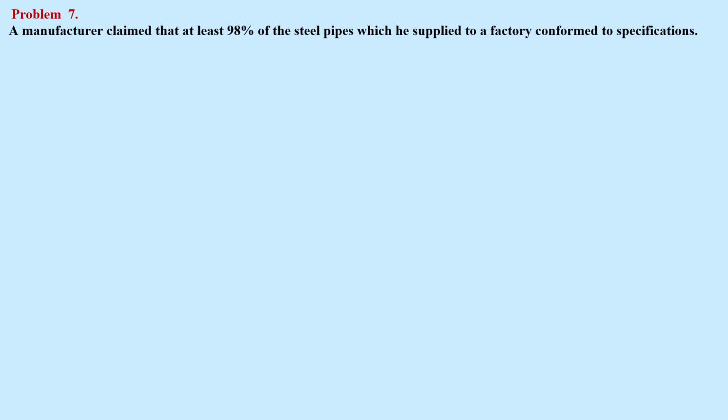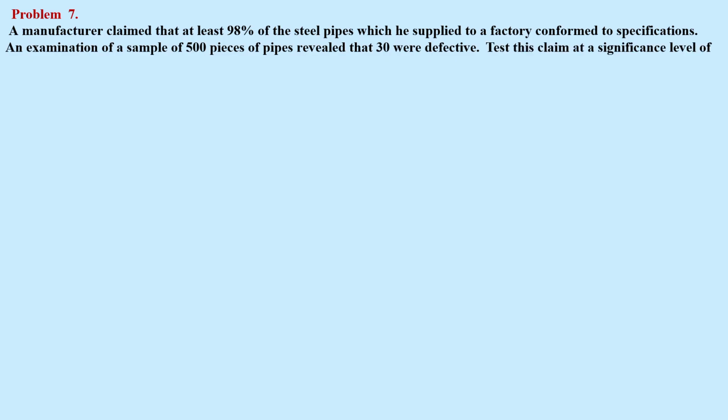Single proportion test. Next problem. A manufacturer claimed that at least 98% of the steel pipes which he supplied to a factory conformed to specification. An examination of a sample of 500 pieces of pipes revealed that 30 were defective. Test this claim at a significance level of first 5% level, second 1% level.